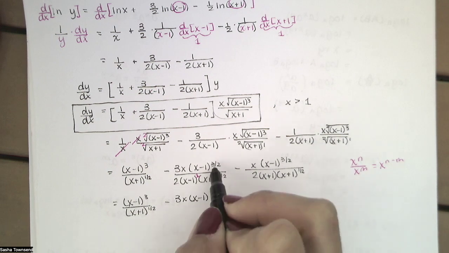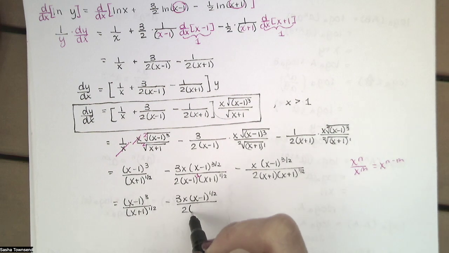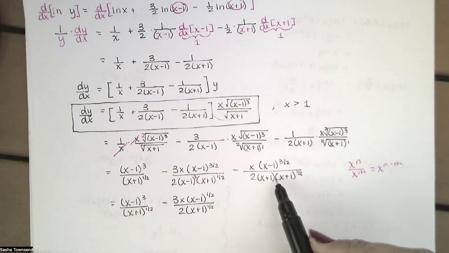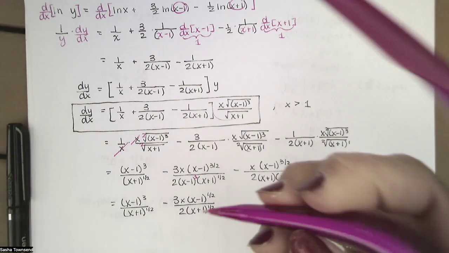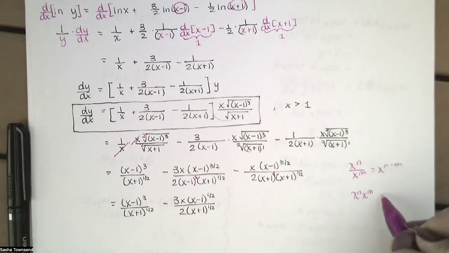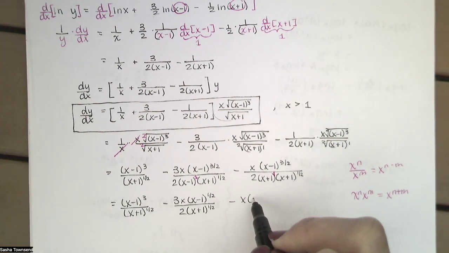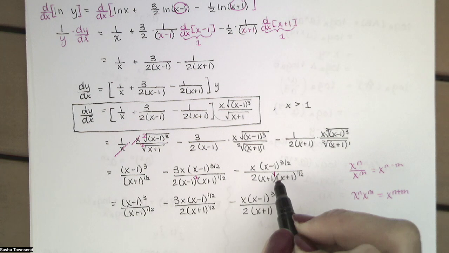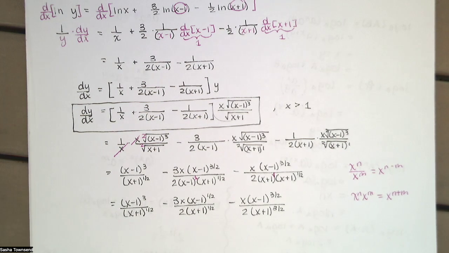X minus 1 to the 3 halves minus 1 is 1 half. And then we've still got that 2 down there, and then we've got an x plus 1 to the 1 half. And then similarly, here I've got an x plus 1 and an x plus 1 to the 1/2. They have the same base. There's an implied 1 there. So we would add the exponents, just like we do when we use this property: x to the n times x to the m is x to the n plus m. This is going to be x plus 1 to the 1 plus 1/2, which is 3/2. So that's our answer. That's one form of the derivative.